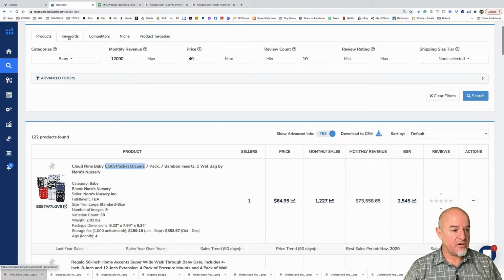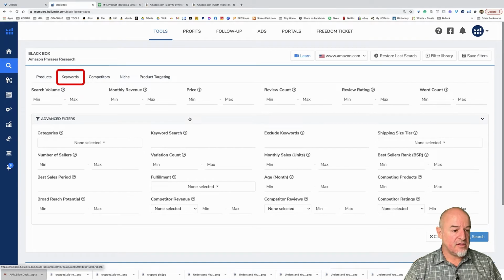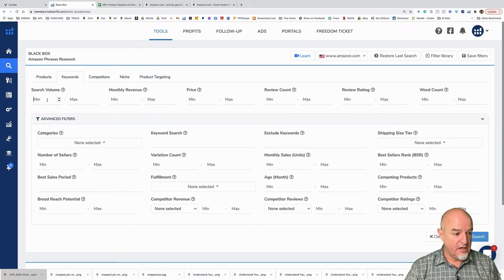So if we go to the next tab, the keywords tab, this is my favorite tab to use here in Black Box. This is a great place to look for ideas for a market that you can launch a product in, and/or check out your existing market and really find something that will do well for you, okay? So on this one, we really want to search by search volume.